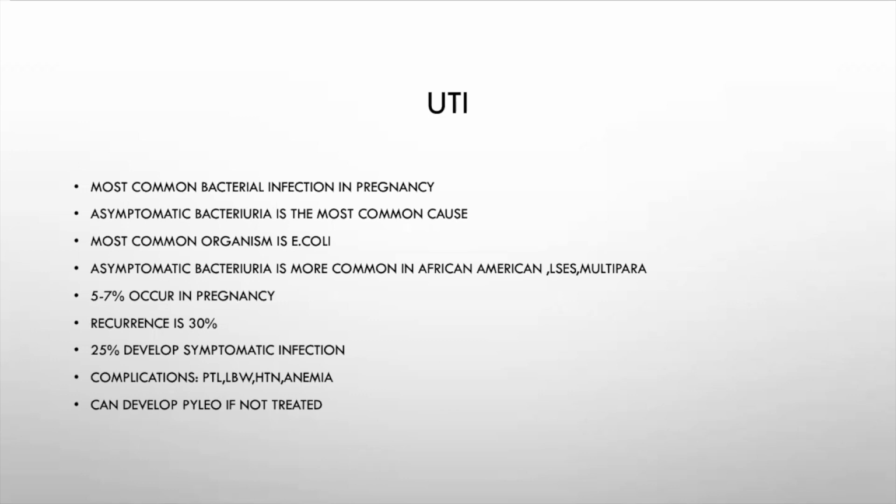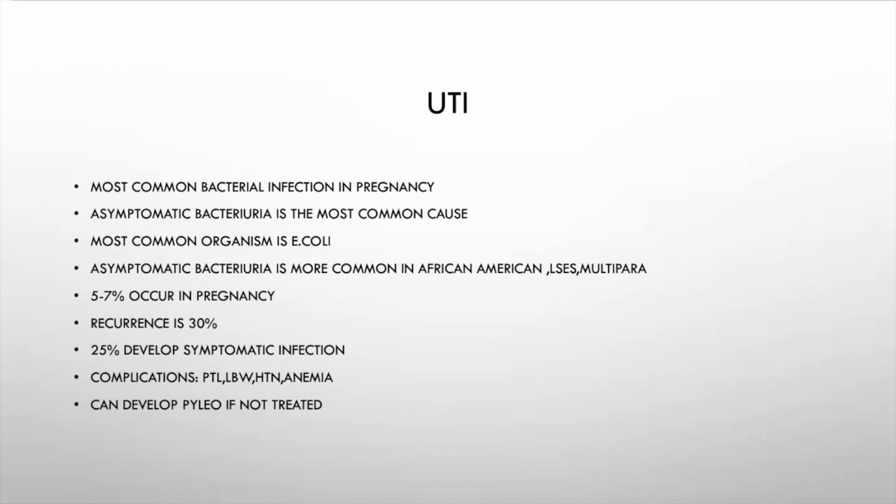Asymptomatic bacteriuria is more common in African Americans, in low socioeconomic status, and in multipara. Usually it accounts for about 5 to 7% in pregnancy. The recurrence is usually 30%, and 25% develop symptomatic infection.